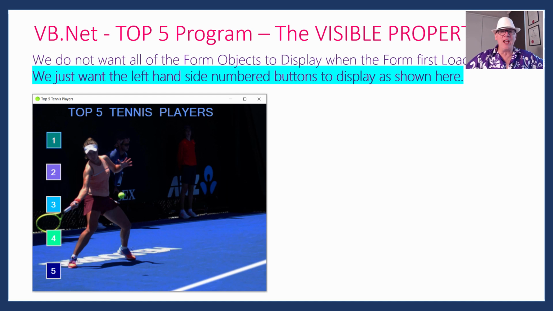We just want those left-hand side number buttons down here, 1, 2, 3, 4, 5, to show up. And then the idea is that when we click them, we're going to see the player name and the player picture appear. So this is a top 5 reveal.